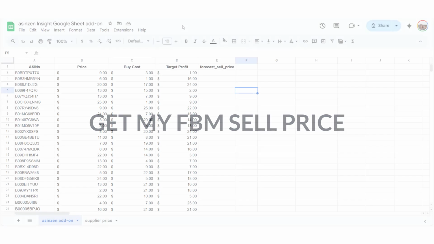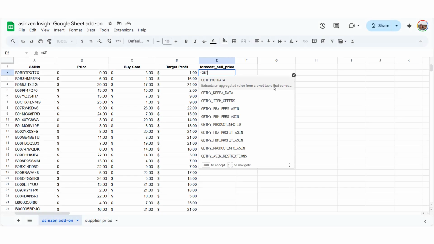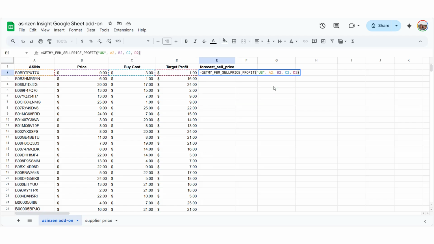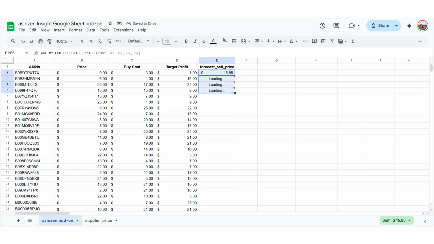Let's take a look at Get My FBM Sell Price. This function calculates the selling price you need for FBM to reach your target profit margin. The formula is just as simple. Type Get My FBM Sell Price, followed by the Marketplace, ASIN, buy cost, and your target profit.